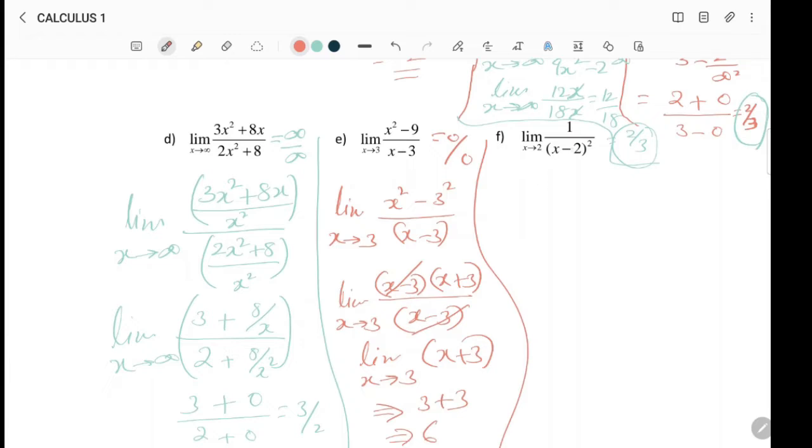Okay, now if you put limit as 2 over here, so you will get 1 over 2 minus 2 whole square, 1 over 0, and 1 over 0 is infinity, so this time you will get infinity.